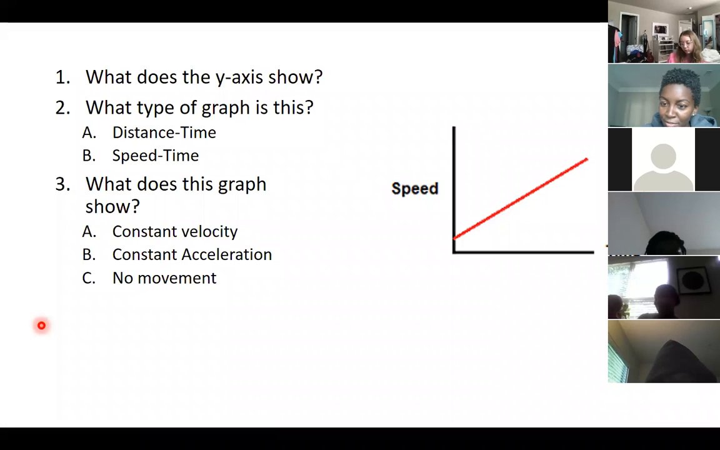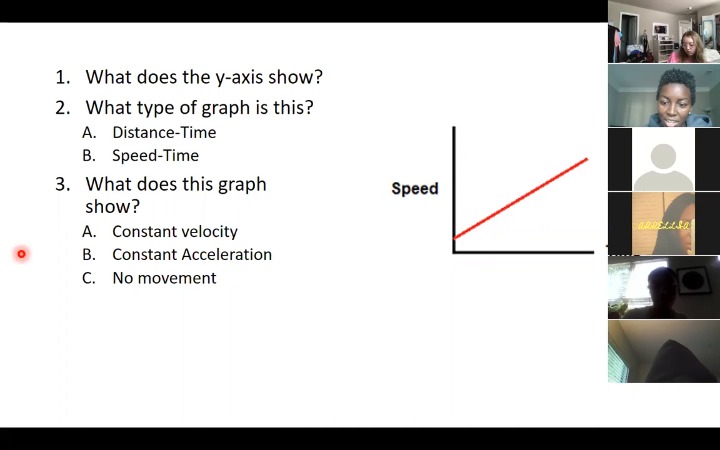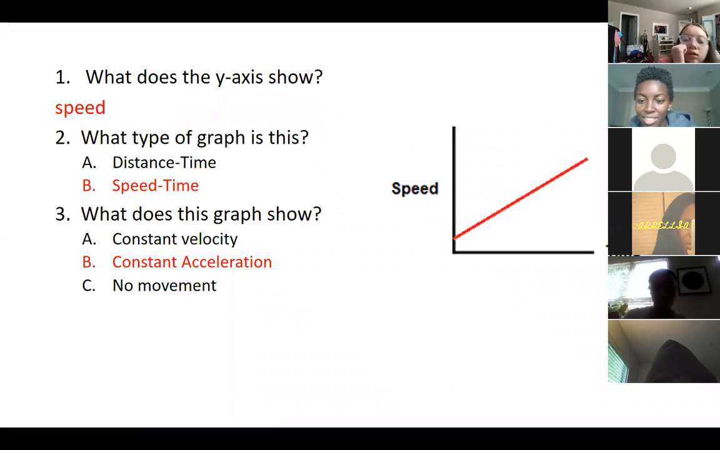All right, so now we need to determine, is it showing constant velocity, constant acceleration, or no movement? Let's give everybody 5 seconds to think about it, all right? 5 seconds. Let's see. The answer is, very nice, constant acceleration.